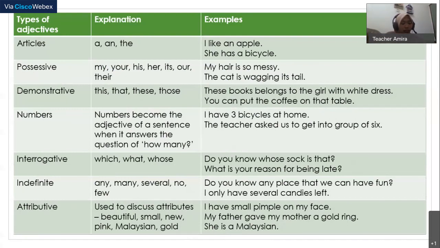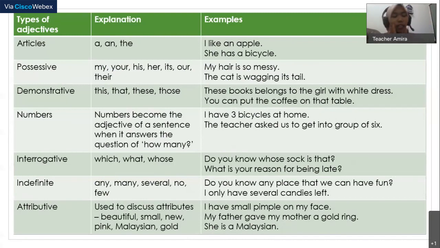So the example that I have here is, I have a small pimple on my face. Yeah, I woke up this morning and I had a pimple and I was like, oh my God, I have a pimple. So yeah, I put it here. I have a small pimple on my face. So the word small is the attribute of the pimple on my face. Pimple is the noun. So, understand so far?